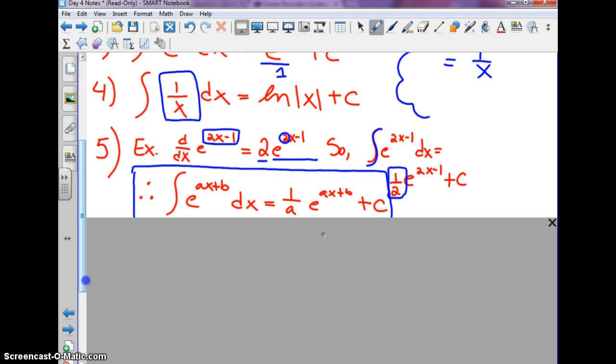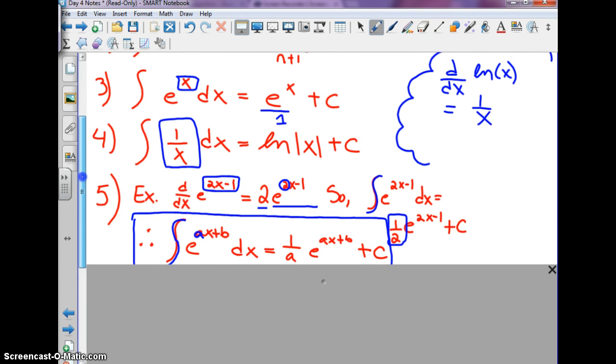So if I put this into basic rules, basic terms, I'm saying that the integral of e to the ax plus b would be 1 divided by a, because a is the derivative of the exponent. It's also the coefficient in this case, but it's the derivative of the exponent. And then I keep my regular e to the ax plus b because that's how e works. And then I'm going to add this constant c on the end. All right? So this is very similar to your rule number 3.